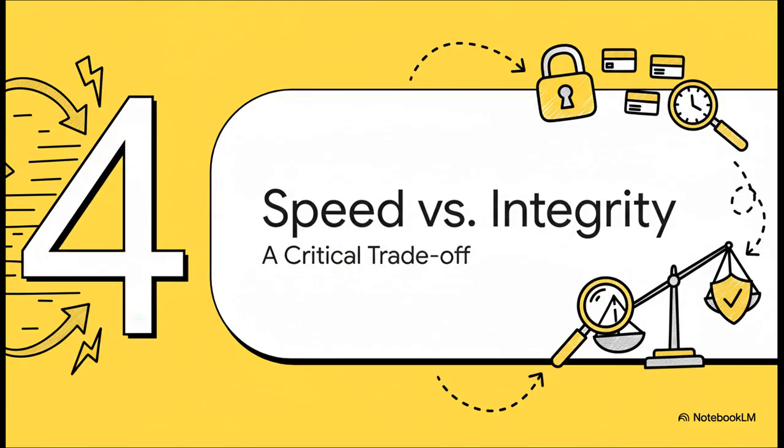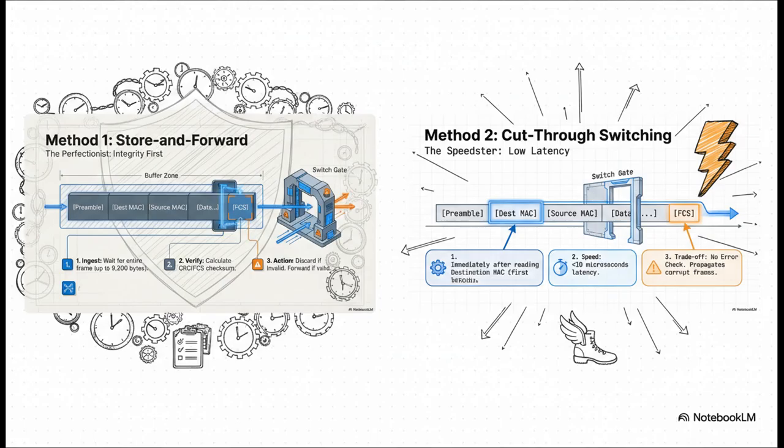Okay, but here's where it gets really interesting. How the switch actually forwards that frame isn't always the same. There's this fundamental engineering trade-off going on here, this constant balancing act between being crazy fast and being absolutely positive the data is perfect. This slide perfectly compares the two main philosophies. On the left, you've got store and forward. We can call this one the perfectionist.